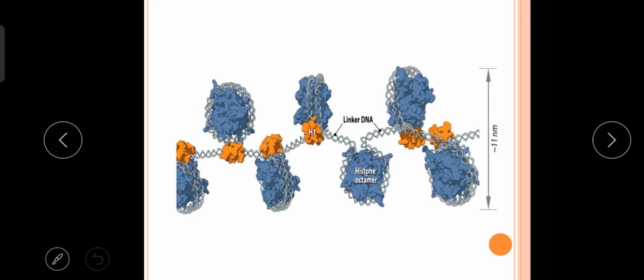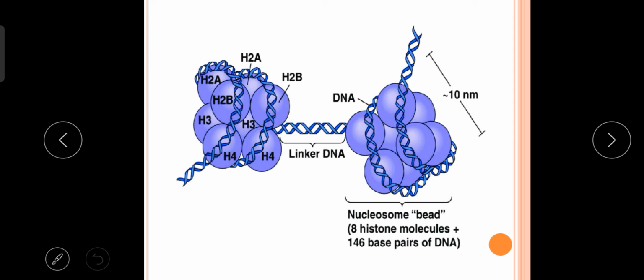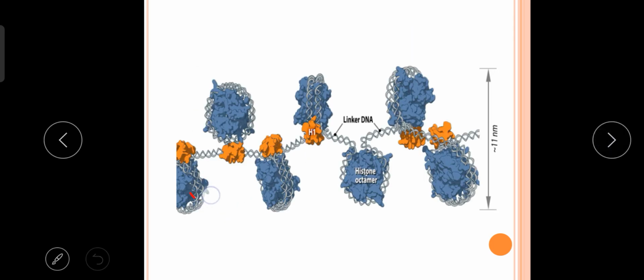Here see, there are many nucleosomes in the chromosome structure. In the previous slide there were only 2, but in this slide there are many. This is one, this is one, this is one. Yes, so there are many nucleosome structures present in the chromosome or chromatin network. And this is found inside the nucleus of the cell.